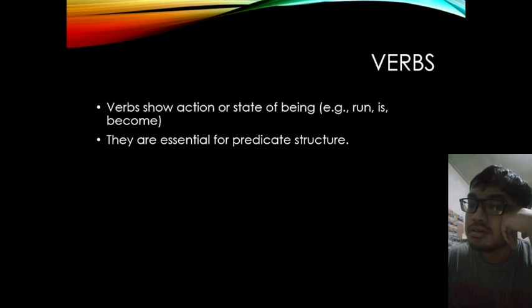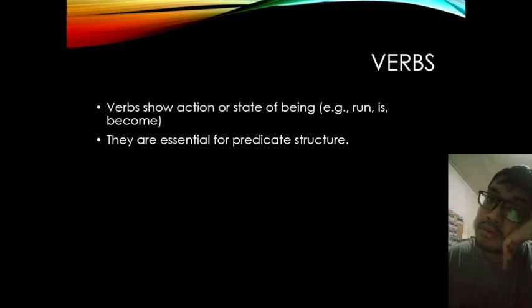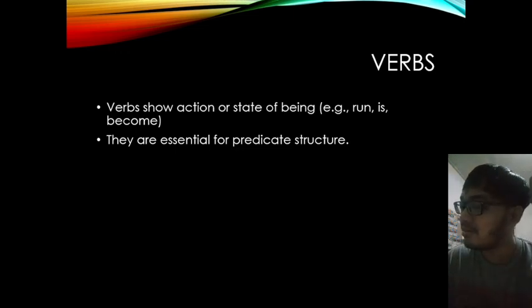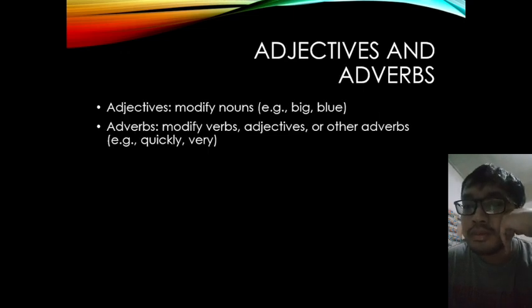Then verbs. Verbs show action or state of being. Examples: run, is, and become. They are essential for predicate structure, like he is running. Next slide: adjectives and adverbs.